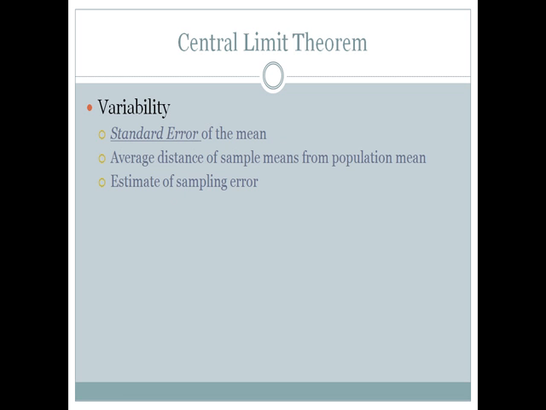And so, third question, we know about the shape, we know about the central tendency, now we need to know the variability. What is the standard deviation of this distribution? Well, it is actually a standard deviation of a sampling distribution. And what this actually gets us is the standard error of the mean. It is the average distance of sample means from a population mean.